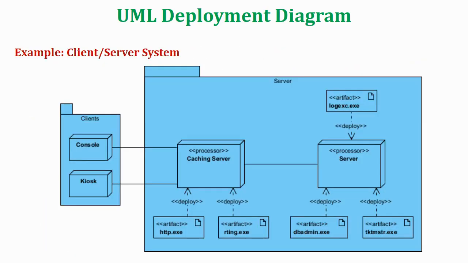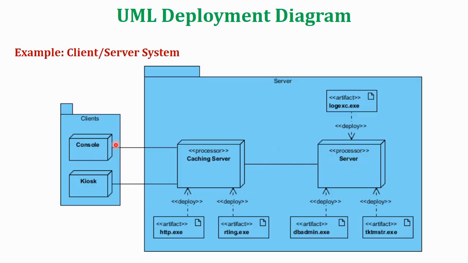See the example here, client server system. Here the client is one node and the server is another node. The server also includes a number of nodes, for example, the caching server and the server. So this also has some nodes inside the server.